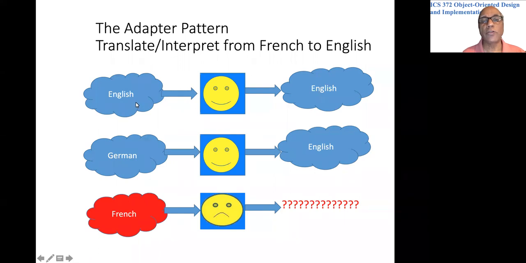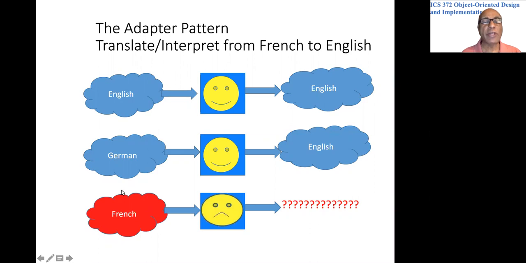Suppose there is a person who understands English. If you speak to that person in English, that person thinks in English. Let's say that person also knows German. So if you speak to him or her in German, that person still thinks in English, but understands German. But then let's say the person is required to speak to somebody who only knows French. Then this person doesn't understand French, there is a problem.